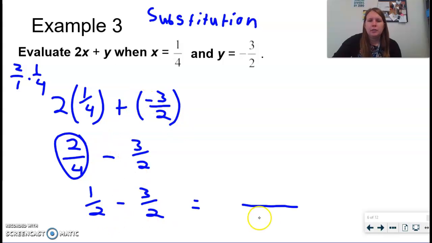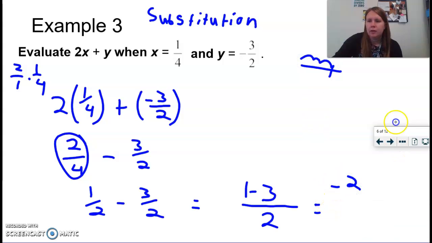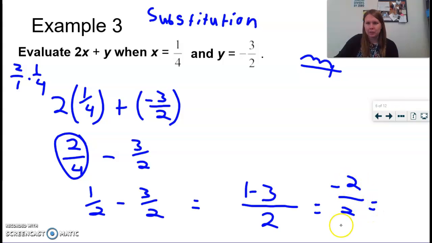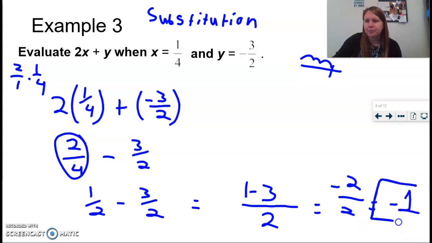And so the 2 stays on the bottom as my denominator, but then I have 1 minus 3. So if I'm going 1, and I'm going to go back 3 places, I end up at negative 2, and I'm out of 2. Hey, we can simplify this though, because 2 out of 2 is 1. The only thing that's different about this is I have a negative 1 now.